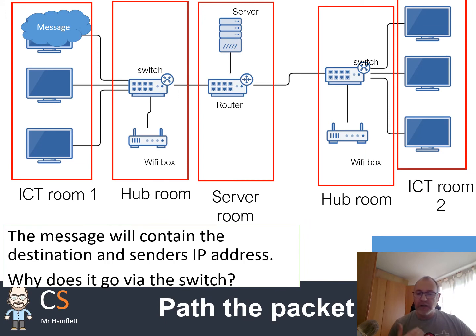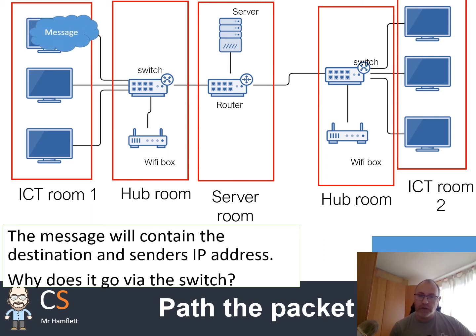So let's trace the path of a packet. So the message that contains the destination and sender's IP. So why do you think that's the case? Why would we need the IP address of where we're going to? Hopefully that was fairly obvious, but also where it's come from. And also, why does it have to go directly to the switch? Why does it go via the switch? Why can't it just go straight there?